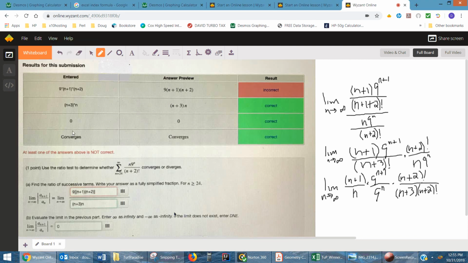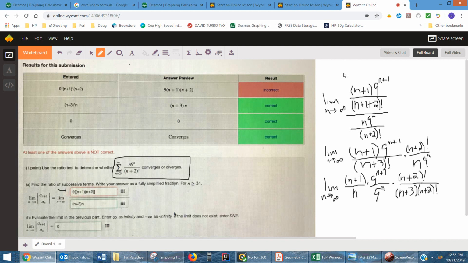Okay, Jane, here we go. We're trying to find whether this series converges or diverges using the ratio test. And you're having a problem with this portion right here.